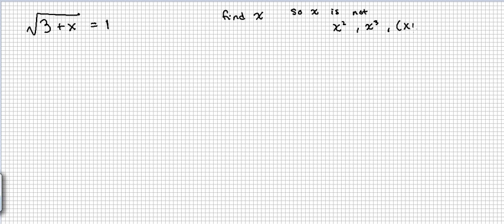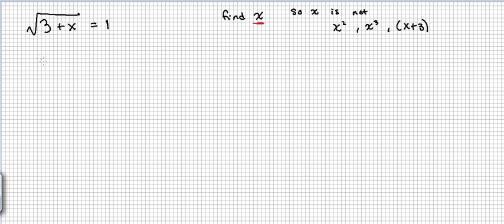Okay, so let's look at how we would algebraically solve something with a square root in it. Let's say we have the square root of 3 plus x is equal to 1. First thing that we do, and the big thing that we have to know, is that our end game is to just have x. We have to find x. Now what x isn't, so x is not x squared, x cubed, x plus 3. Those are not what we're solving for. We are solving specifically for x.